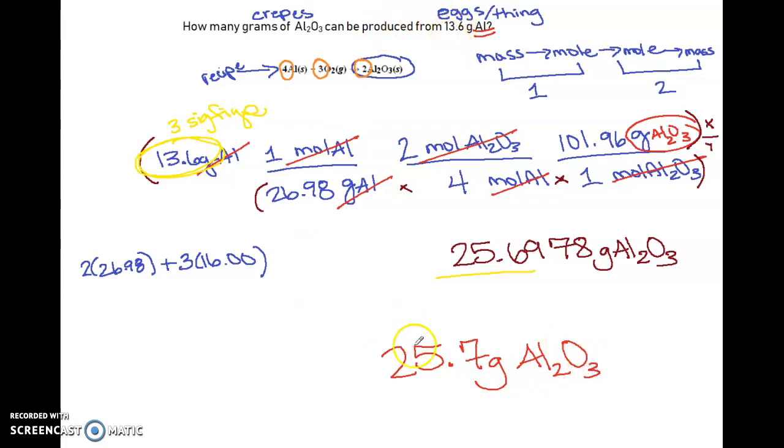Now that's a theoretical number. That's like the absolute max that can be produced. I might not really get that because some aluminum might not cooperate. I might have a spill, but this is the absolute most that could be produced if every single atom cooperated and was collected. And that is stoichiometry.